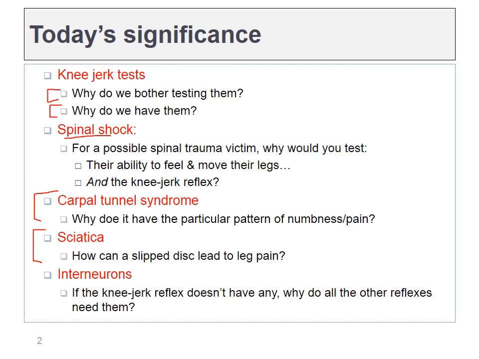Lastly, we'll talk about interneurons. Some reflexes have them, but not all. So we should ask, why do some need interneurons and others not?